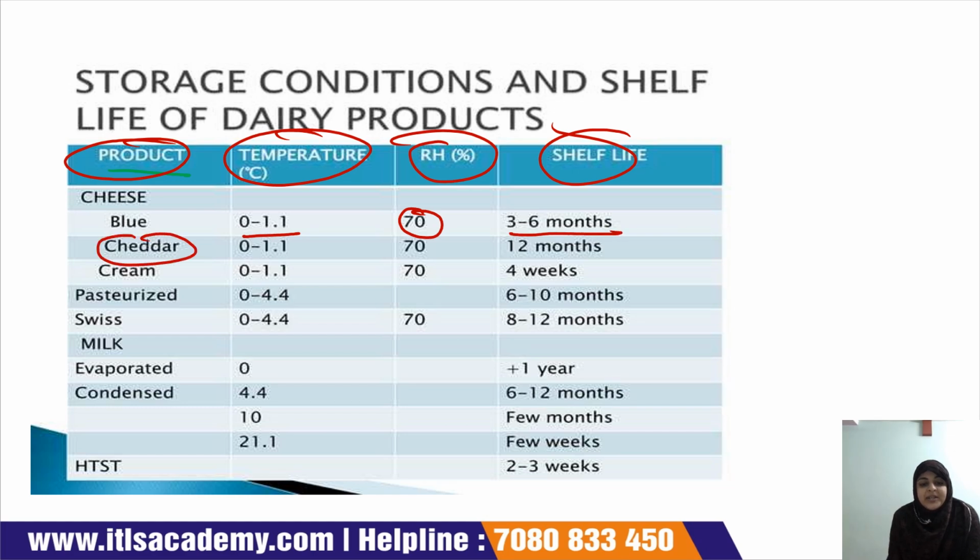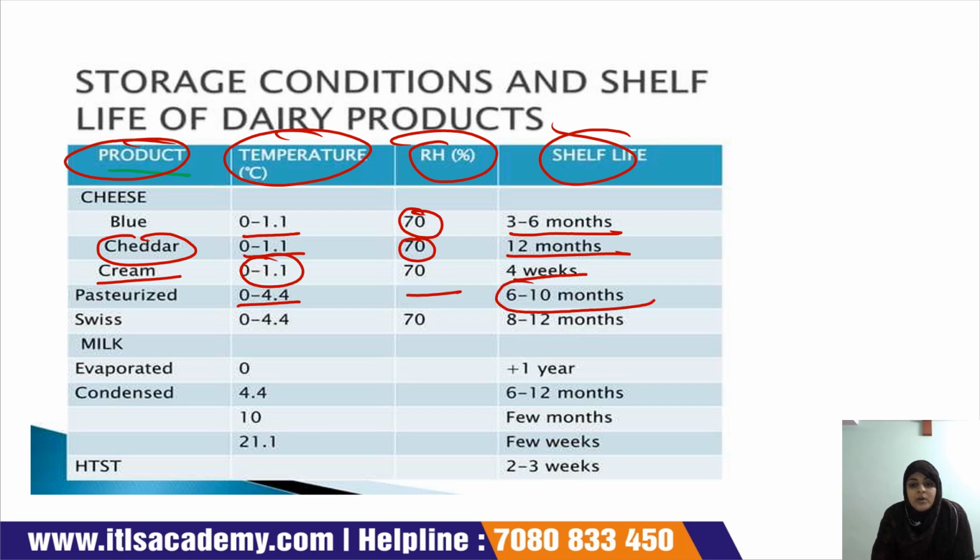Cheddar cheese: temperature around 0 to 1.1 degrees Celsius, RH 70%, and shelf life is around 12 months. Cream: 0 to 1.1 degrees Celsius temperature, RH is 70%, and the shelf life is around 4 weeks. Pasteurized: 0 to 4.4 degrees Celsius temperature, no information about the RH, and the shelf life is around 6 to 10 months. Swiss: 0 to 4.4 degrees Celsius temperature, RH 70%, and shelf life is around 8 to 12 months.